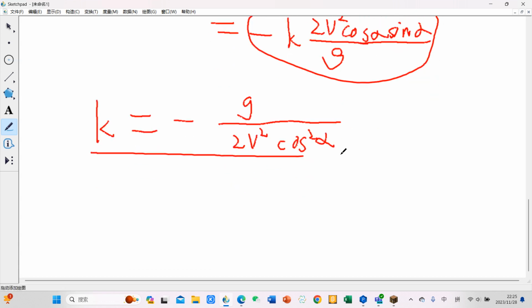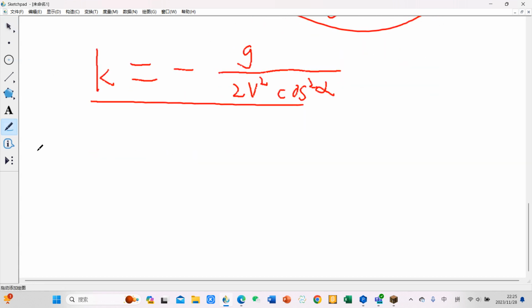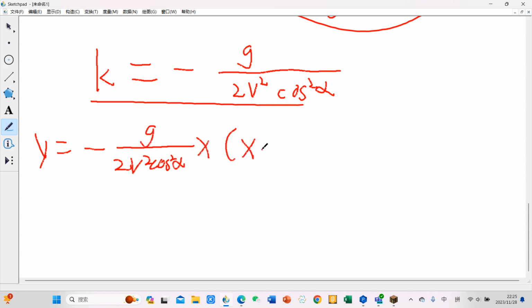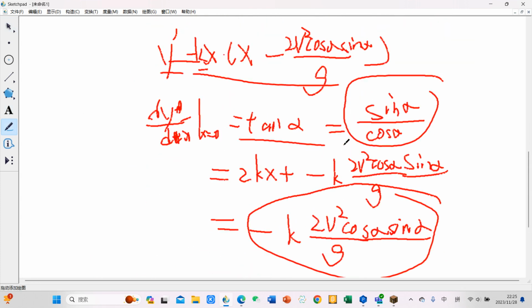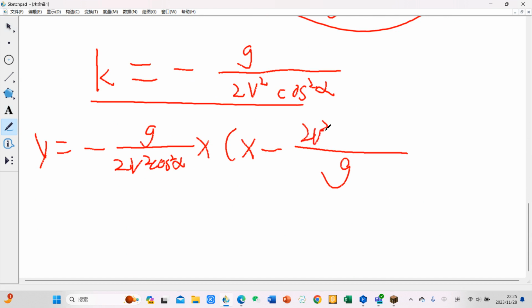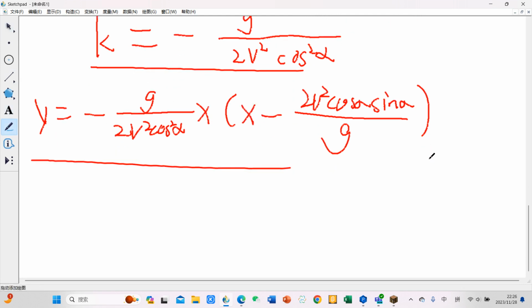It should be. Yeah, so the k is this, and we have y equals 2v squared cosine g times x minus... what is this stuff? x minus g over 2v cosine alpha sine alpha. Okay, so now we have this expression. After we have this expression, what should we do?